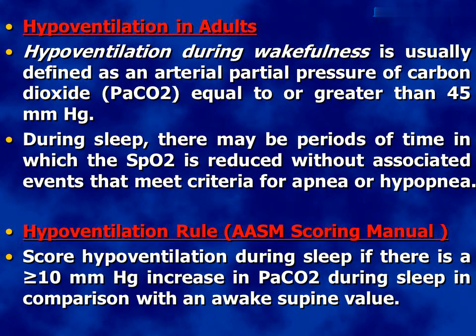Hypoventilation in adults. Hypoventilation during wakefulness is usually defined as an arterial partial pressure of carbon dioxide, PaCO2, equal to or greater than 45 mm Hg. During sleep, there may be periods of time in which the SpO2 is reduced without associated events that meet criteria for apnea or hypopnea. Hypoventilation rule, AASM scoring manual: score hypoventilation during sleep if there is a greater than or equal to 10 mm Hg increase in PaCO2 during sleep in comparison with an awake supine value.